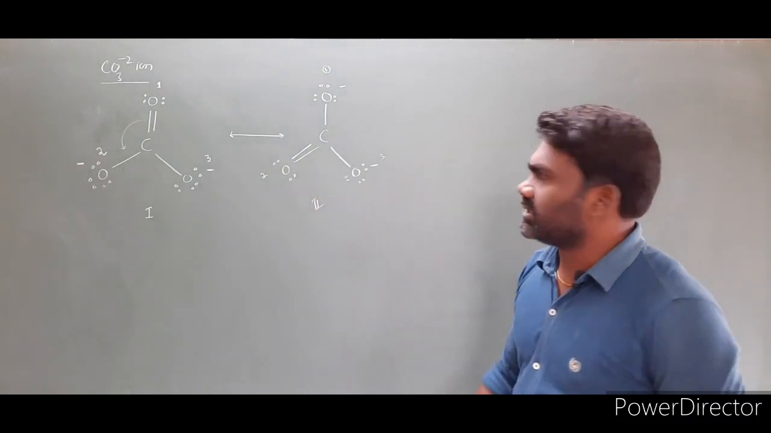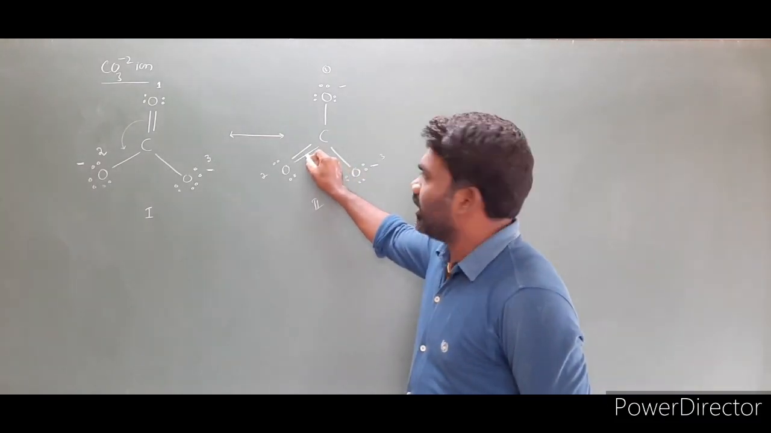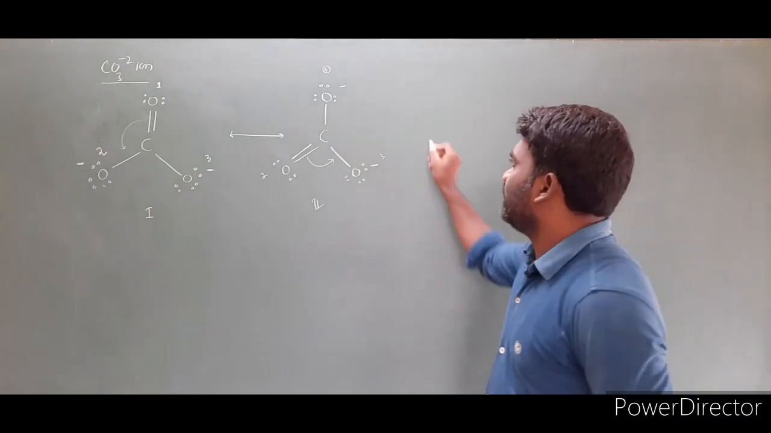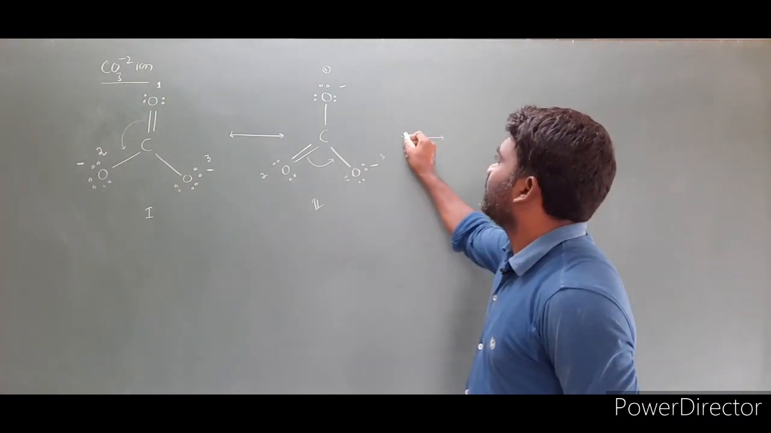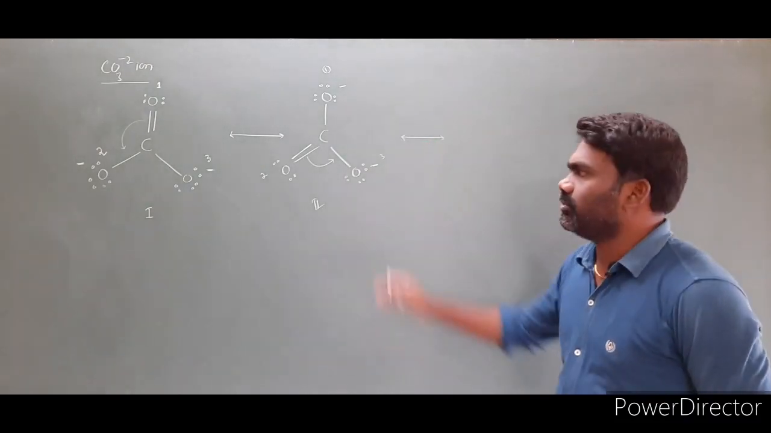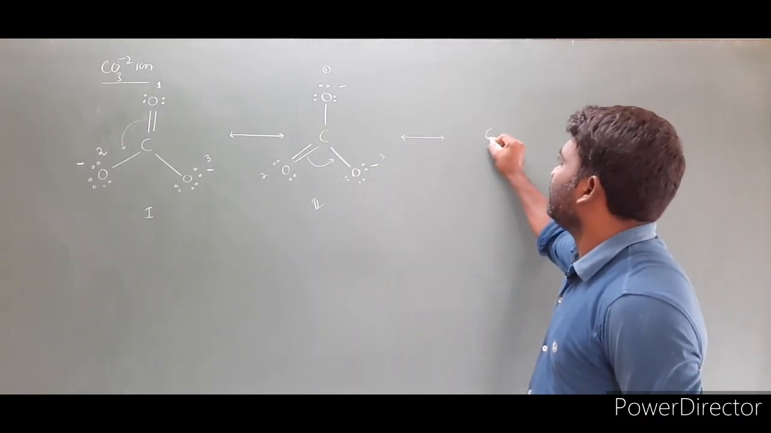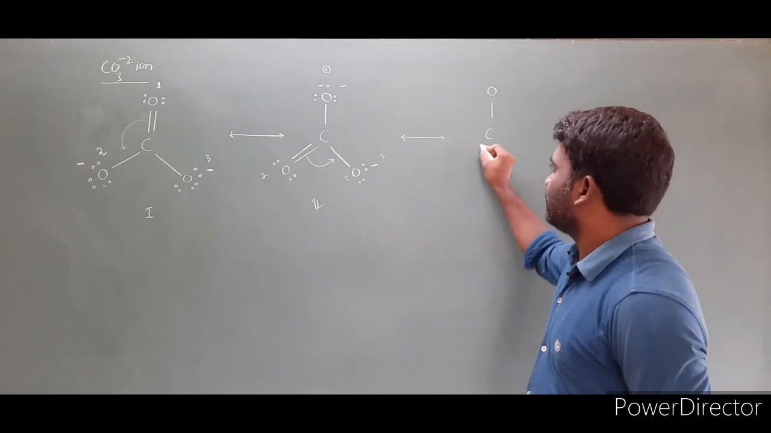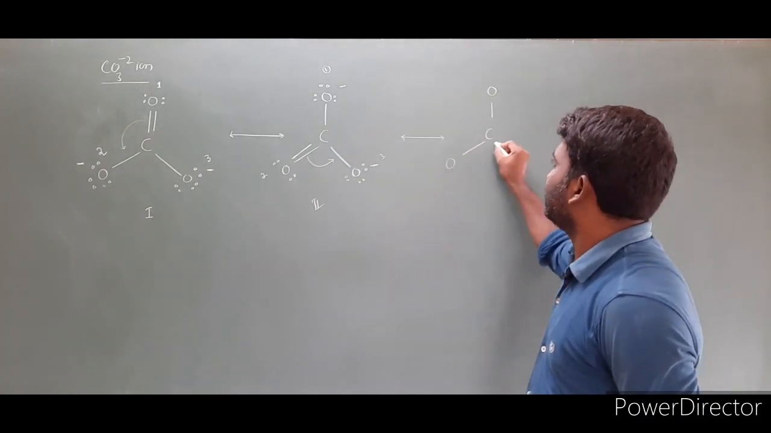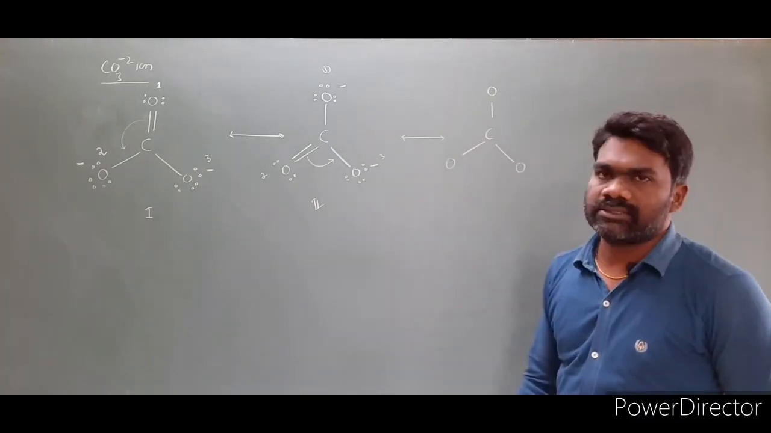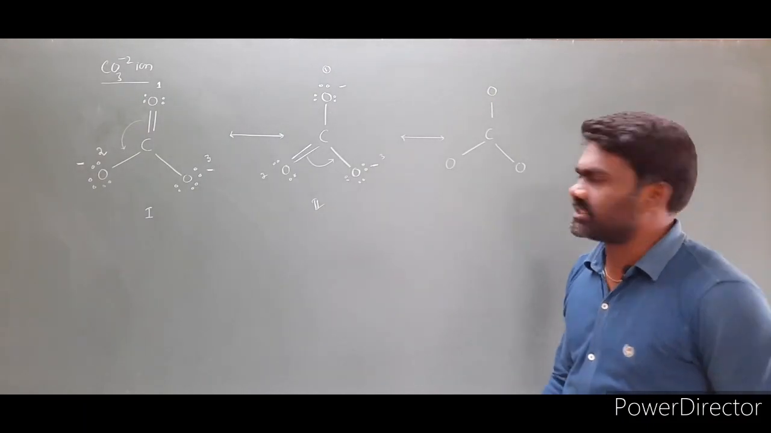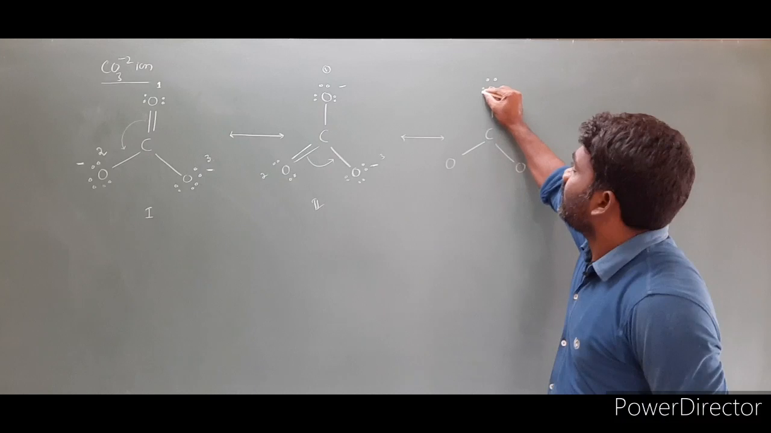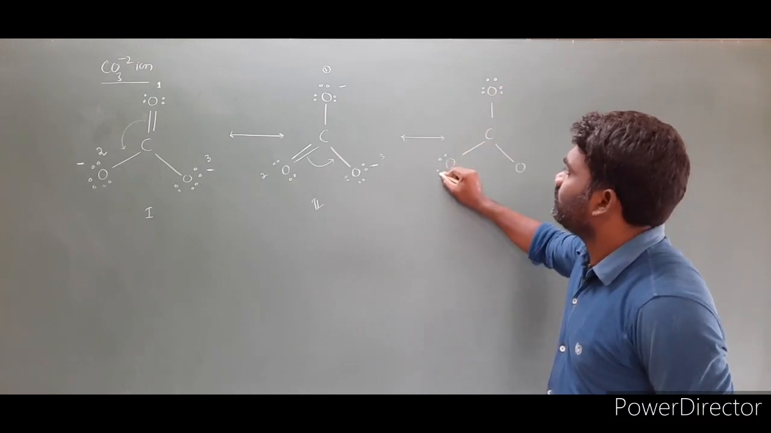Now what I am doing is this bond I am moving to here. Then I will get one more structure. Then what is the structure we can expect by moving this bond? Carbon as usual. The position of atoms remains same. The position of atoms also remains the same. Now again we have to satisfy the octet configuration for each atom.